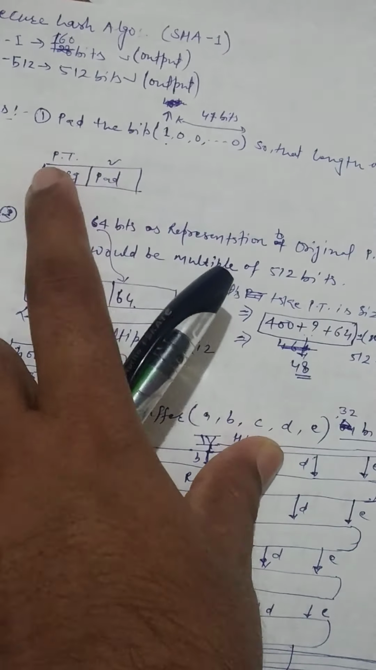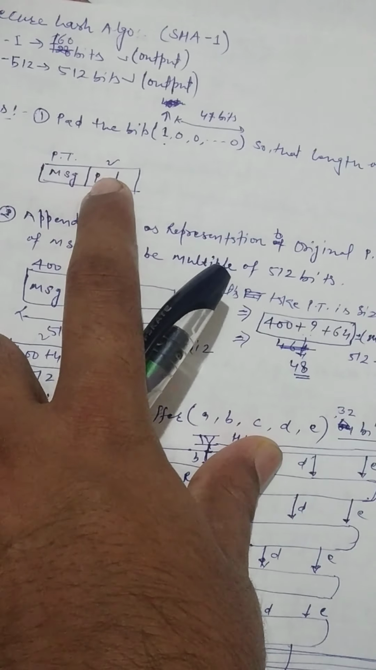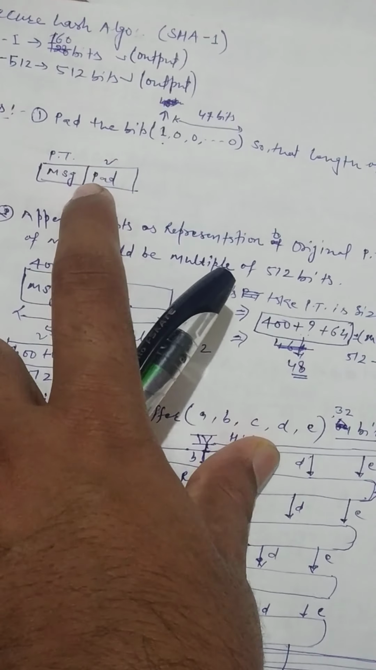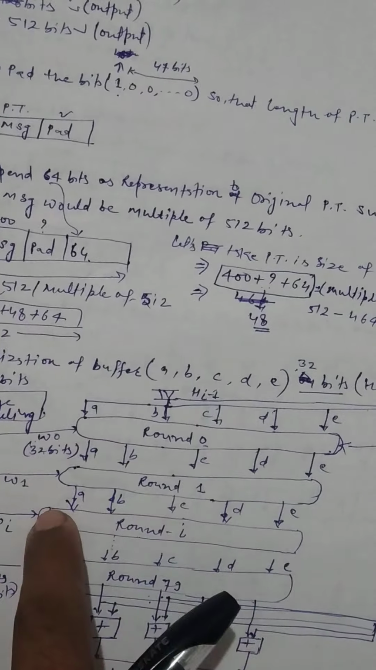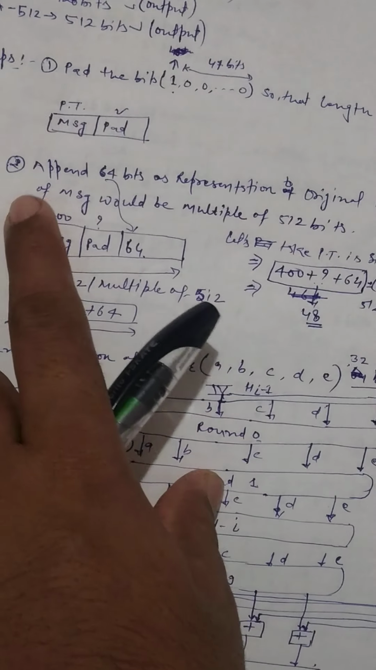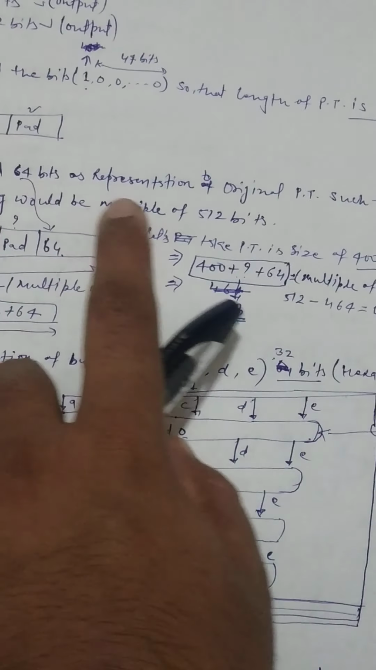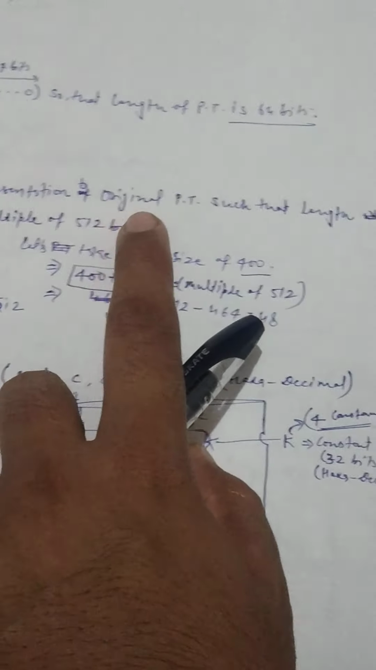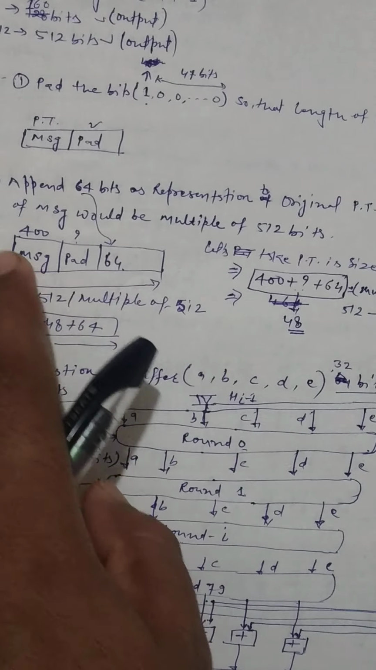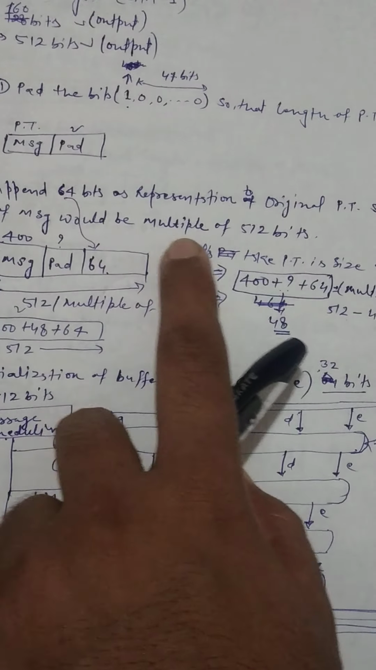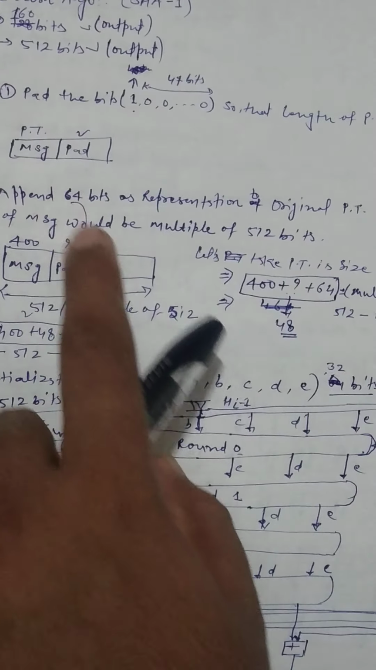Now what is the length of the message, and once the length of the message is determined, what is the length of this padding? We will understand this concept very soon in our second step. So what is our second step? Append 64 bits as a representation to the original plain text such that the length of the message would be a multiple of 512 bits. So we need to append 64 bits.